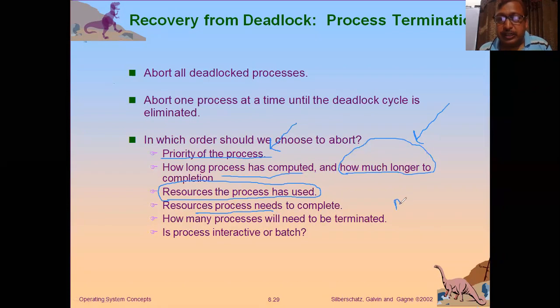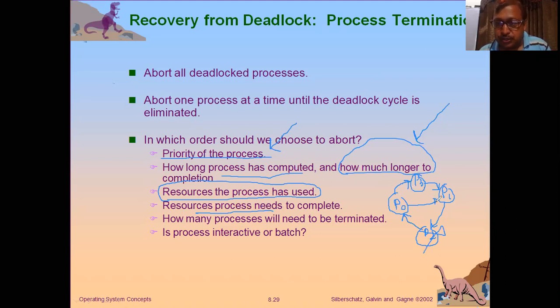Or suppose there is a deadlock like this, P0, P1, P2 and P3. And if we say that this is the wait for graph, suppose this is the wait for graph, if I abort this process, system will remain the, okay, just one second.